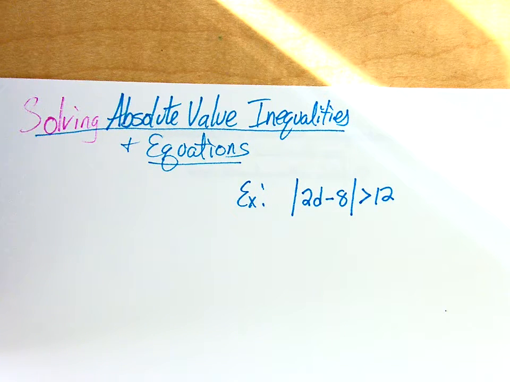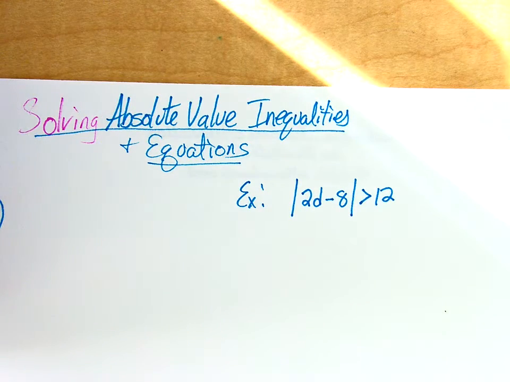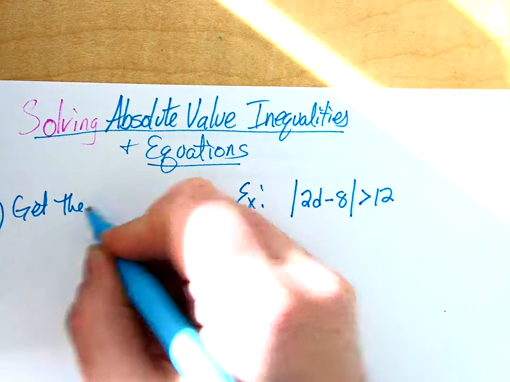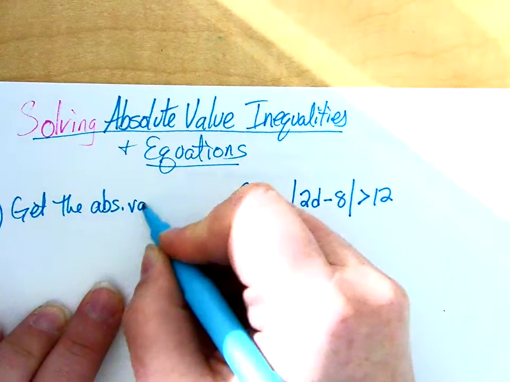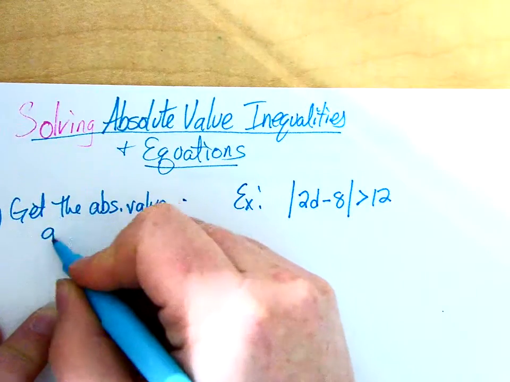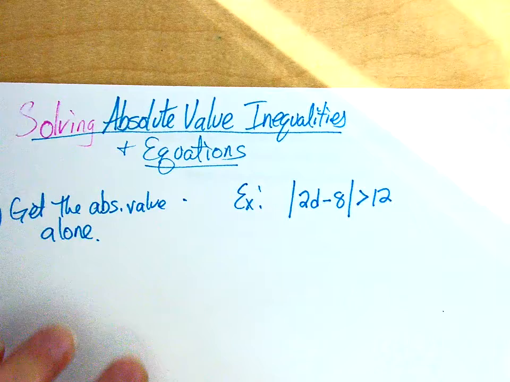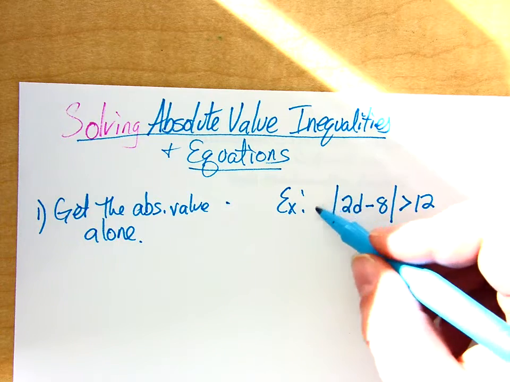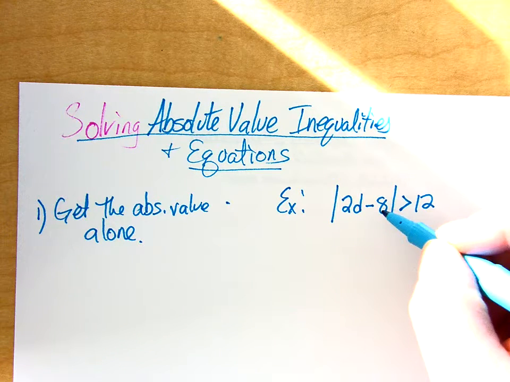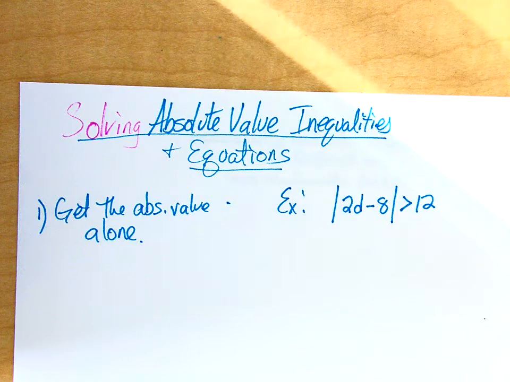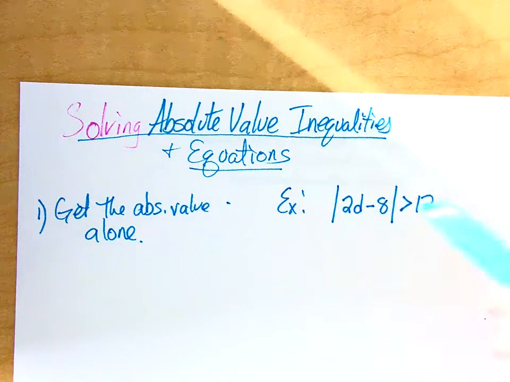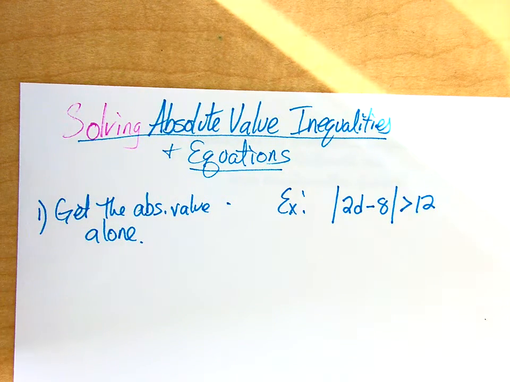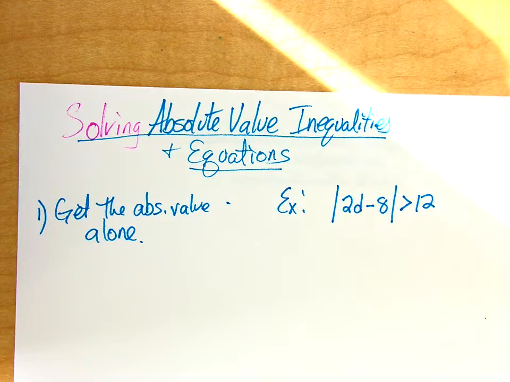All right? So the very first step is going to be to get the absolute value alone. In this case, it already is alone. I don't have like 2 times the absolute value of this, or 5 plus the absolute value of something. We'll do an example in a few minutes where I do have something there to get rid of. But right now, the absolute value is all by itself on its side of the inequality, so step 1 is already done for me. Okay? Step 2.